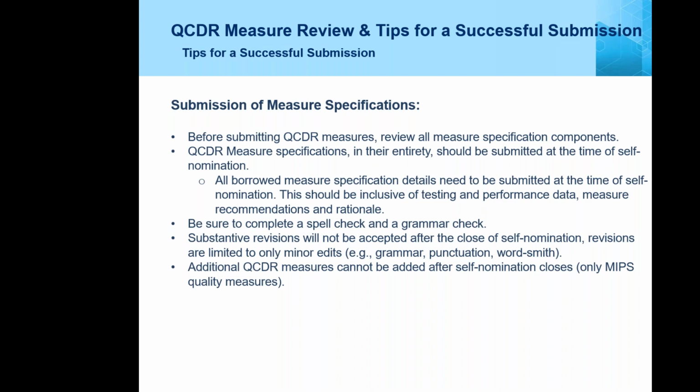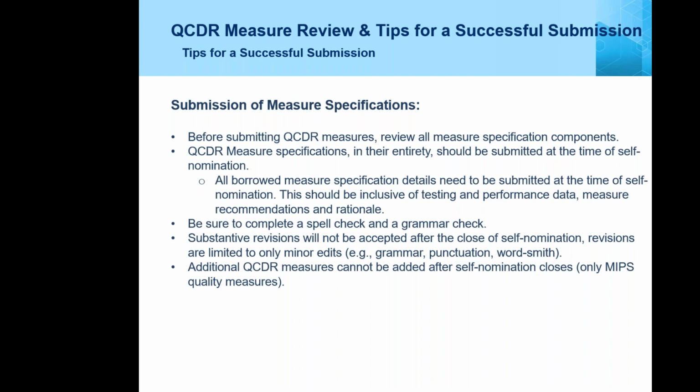So before submitting the QCDR measures in the QCDR measure web form tab of the self-nomination tool, we ask that you review all measure specification components. And these in their entirety should be submitted at the time of self-nomination. Any performance data, any testing data, anything that you feel as a QCDR would help CMS make an informed decision on the measure is requested and required. So note that all borrowed measure specification details need to be submitted at the time of self-nomination.